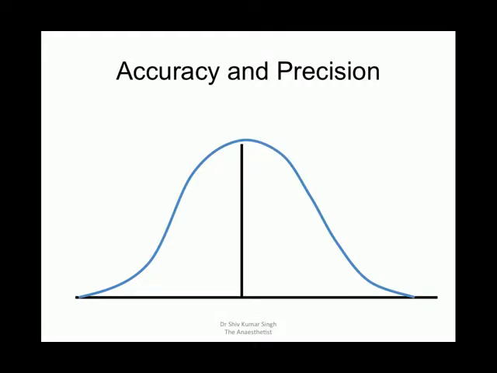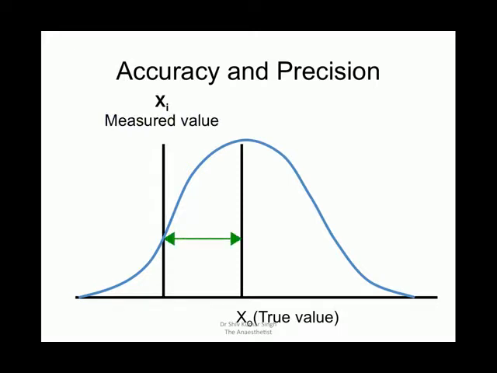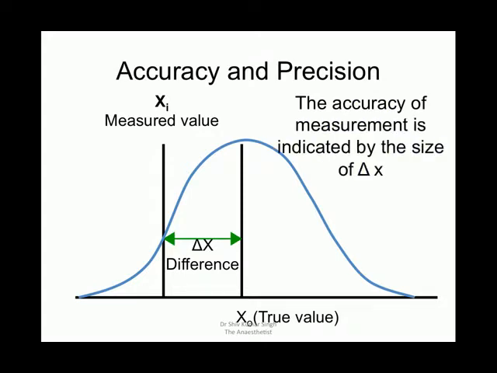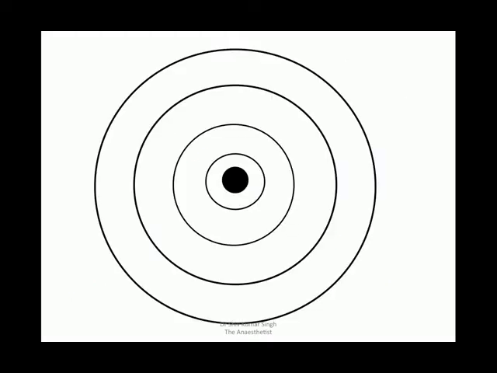So if you look at accuracy and precision as a bell graph, x0 is the true value and xi is the measured value. The difference between them should be as small as possible. Okay, so they should be as close to each other as possible for any equipment or machine to be accurate and precise. So if you look at precision, it's like target practice. Every time your aim is to hit the bull's eye.